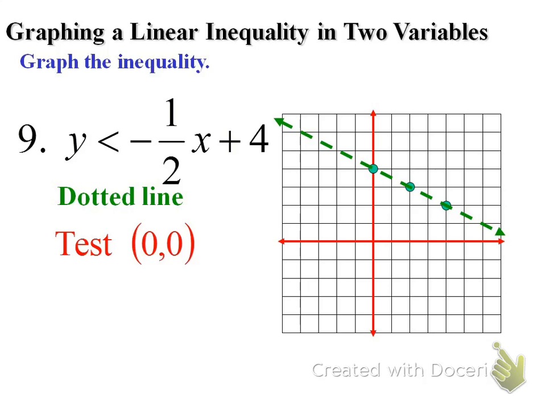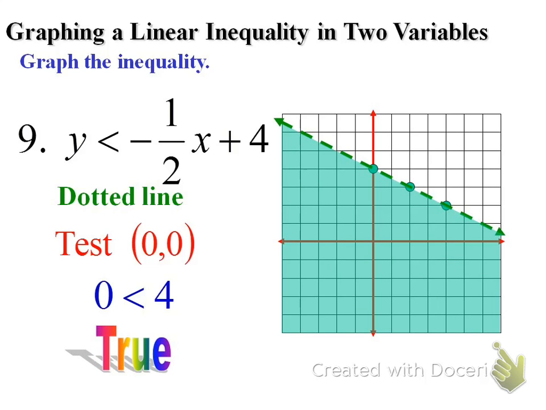Or we can test a point. The test point is in the region that we think we should shade, so it should make it true. It does. So shade down. You could actually use the reasoning and then use the test point to check. It's kind of up to you. What are your questions?